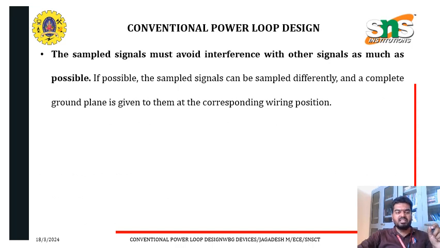The sampled signals must avoid interference with other signals as much as possible. If possible, the sampled signals can be sampled differentially, and a complete ground plane is given to them at the corresponding wiring positions.